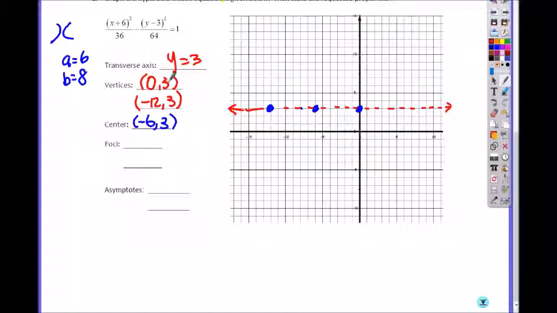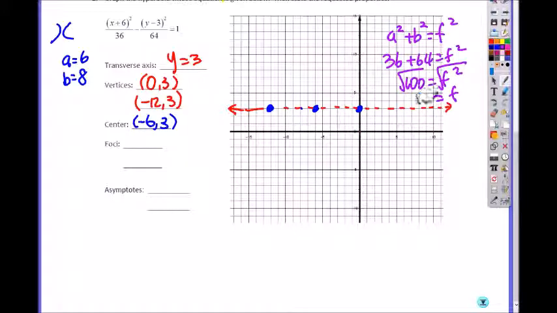Now you have to find the foci. How do you find the foci? It's always a squared plus b squared equals to f squared for hyperbola. What is a squared? Just add these two numbers. Remember, this is a squared, this is b squared, so add them. 36 plus 64 is f squared, so 100 equals to f squared. Square root it to get f equals to 10.